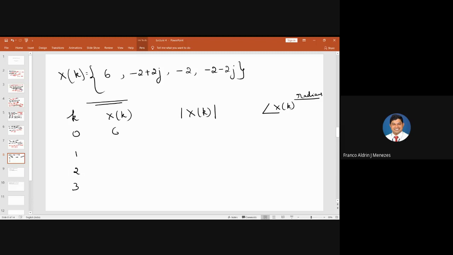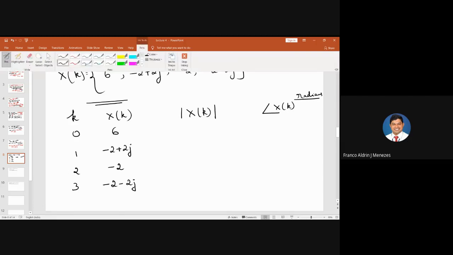X of 0 is 6. This is minus 2 plus 2j. This is minus 2. And this is minus 2 minus 2j. So what will be the magnitude of 6 at this? Can I get the response for this now?